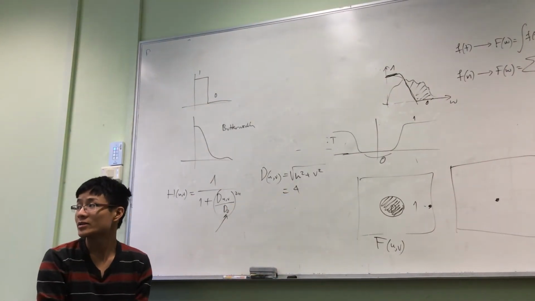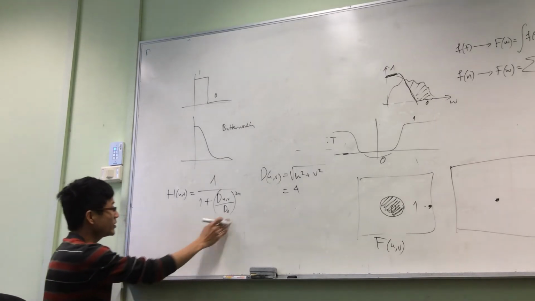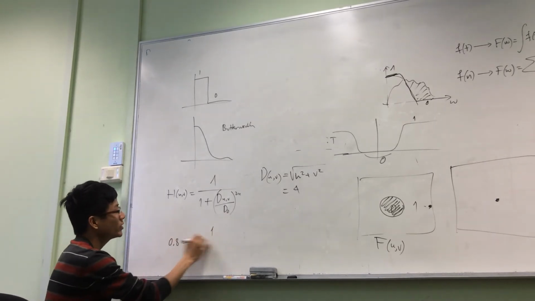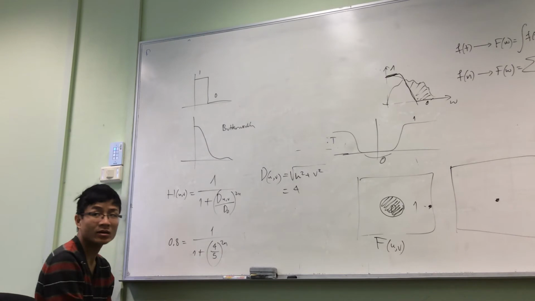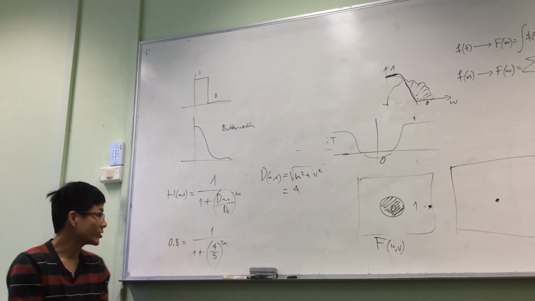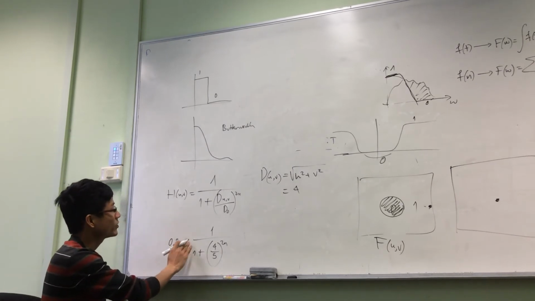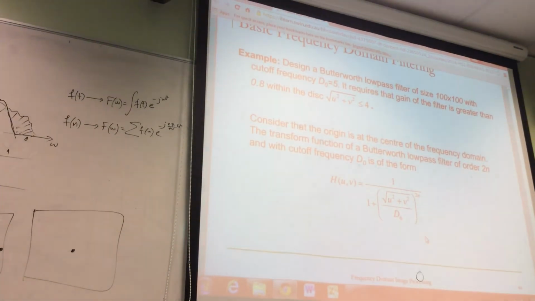And you have D0 is 5. You substitute in here, you have 0.9 equal to 1 over 1 plus (4 over 5) to the power of 2n. Then you calculate n. So the gain of this one is greater than 0.9.